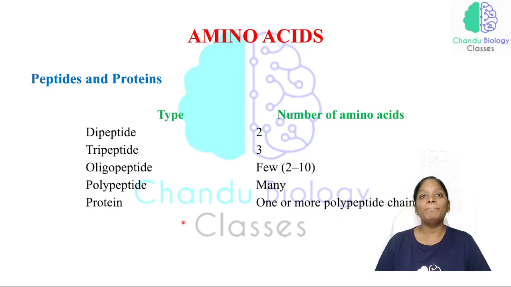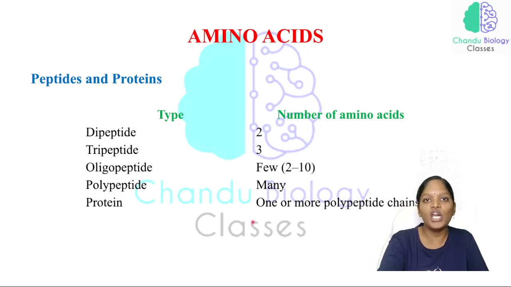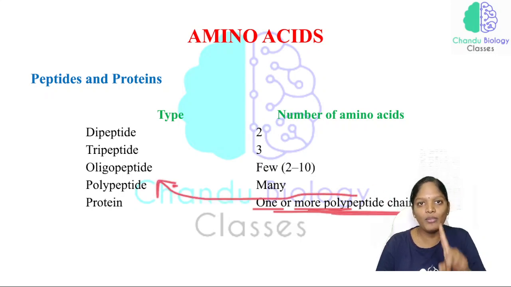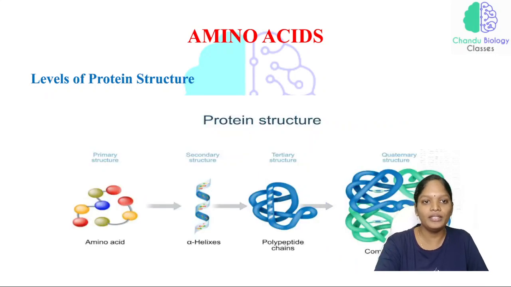And see here, many polypeptide chains, we are calling them a protein. So if we call insulin a protein, that has to be many polypeptide chains. So this is very important. One or more polypeptide chains, and we know what a polypeptide is: in one polypeptide we have many amino acids. That is what we call a polypeptide. And a group of polypeptides, we call a protein, isn't it?